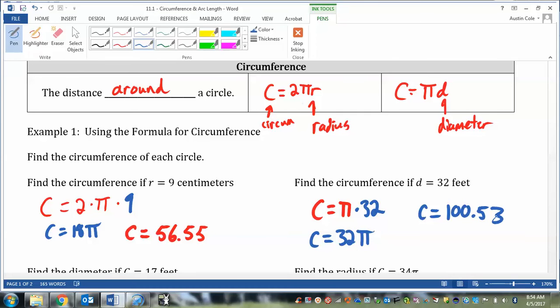What is 100.53? That's circumference. We say feet. Circumference is all the way around, right? So 100.53 feet all the way around this particular circle with a diameter of 32 feet.